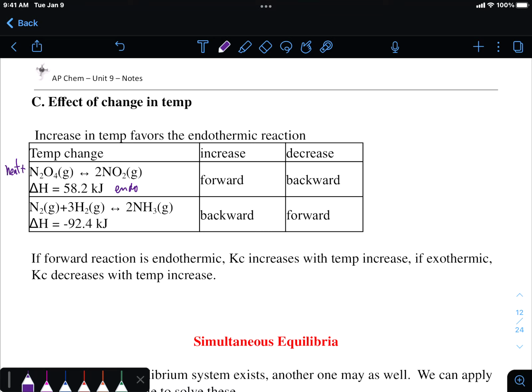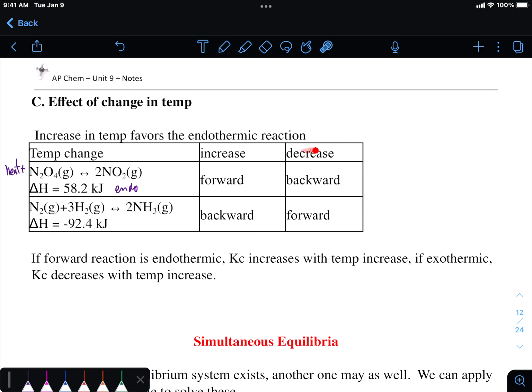So now if you understand heat as a reactant, then we can talk about what happens when we change the temperature. If we increase the temperature, you are increasing the kinetic energy, you are increasing the amount of heat available for this reaction. It's like you're increasing a reactant. It's going to drive the reaction forward and make more product. It's an endothermic reaction, heat is a reactant.